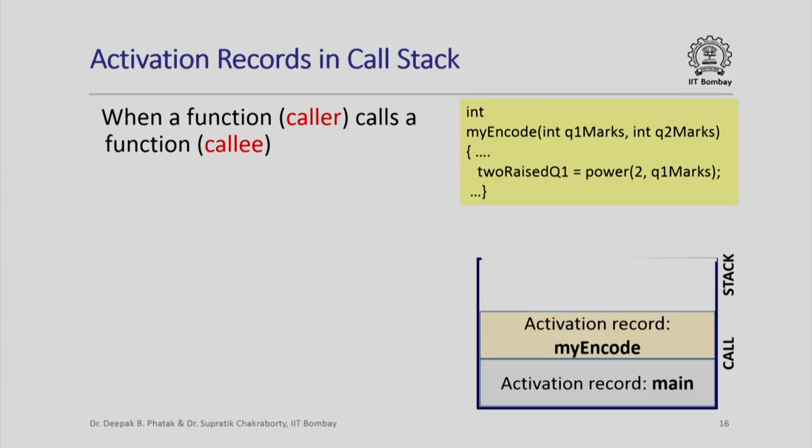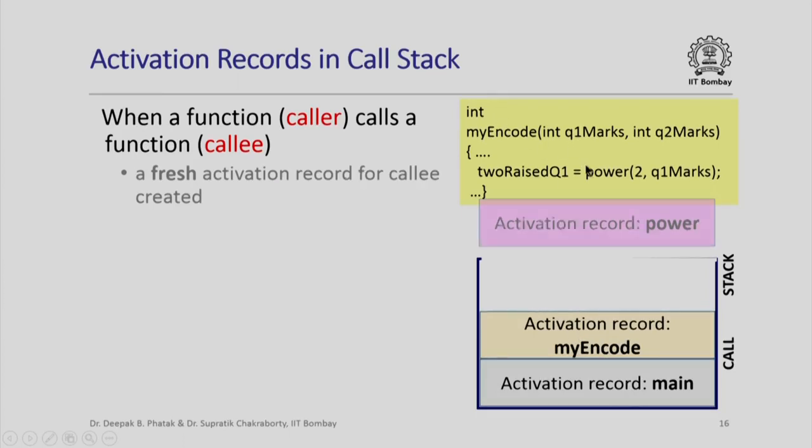So let us say a function calls another function. In this particular case, myencode calls power. So in the call stack, we already have the activation record for main. This was already invoked. Main in turn invoked myencode, so the activation record for myencode is also there, and now myencode is invoking power. When myencode invokes power, a fresh activation record for power is created.